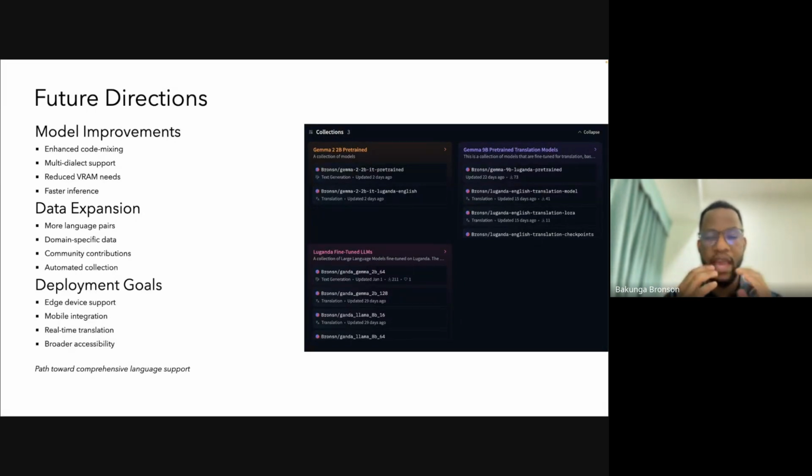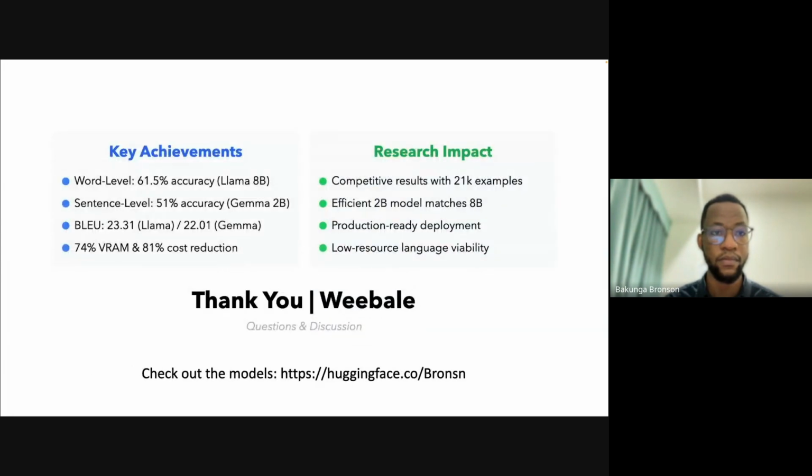But yeah, that's pretty much it in terms of the future directions. And lastly, we can go to the next slide. So we just want to highlight some of the key achievements that we have for open source models and open weights models. And I believe this is the first of its kind.